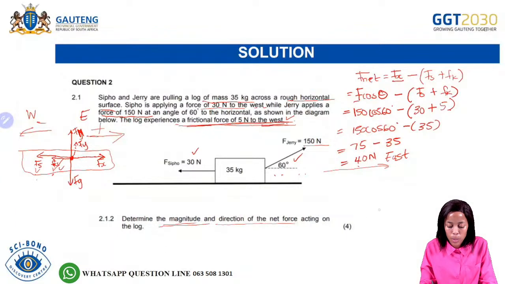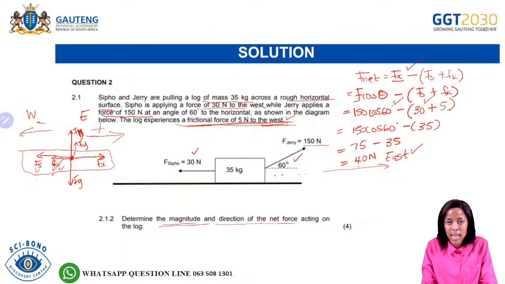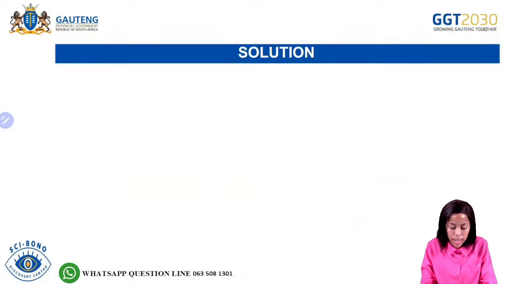Okay, so it is a 4-mark question. That means that you would be given a mark for the formula, a mark for the substitution again, and then for the final answer with the correct unit and the correct direction.